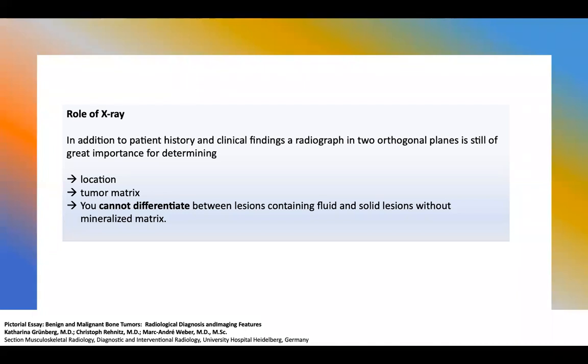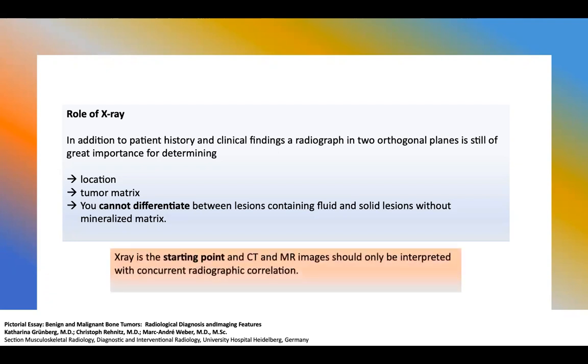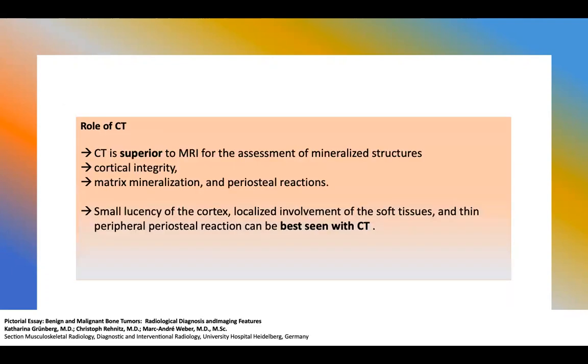What's the role of X-ray? X-ray, in addition to patient history, is very important to have so that we can determine tumor location and tumor matrix, but we cannot actually differentiate between lesions containing fluid or a solid component. But X-ray is the starting point, and CT and MR images should only be interpreted with concurrent radiographic correlation.